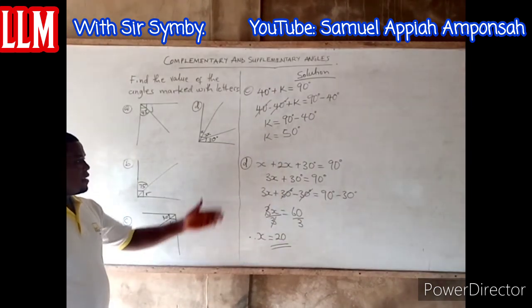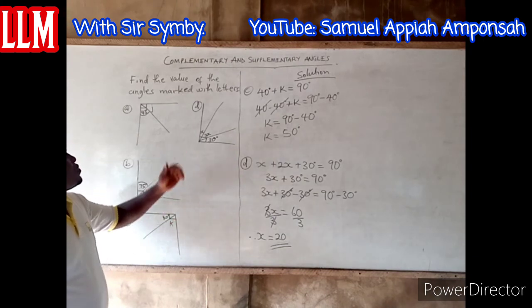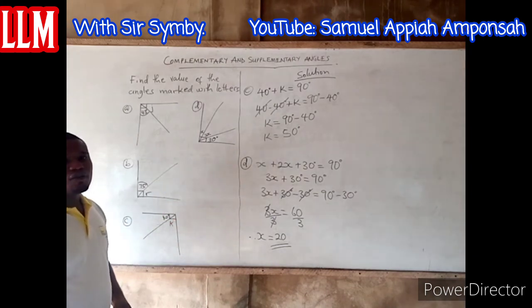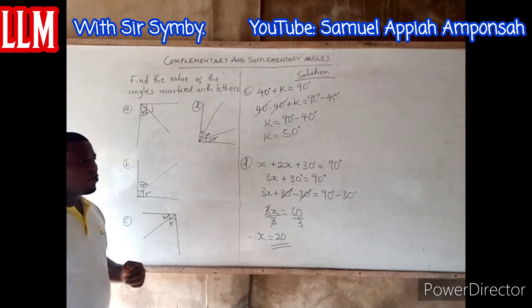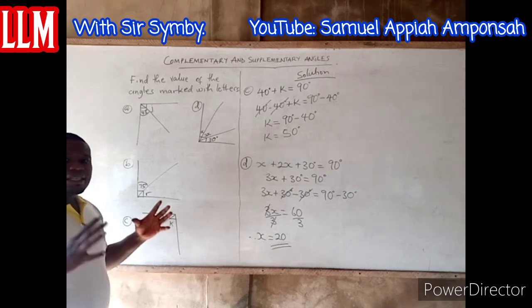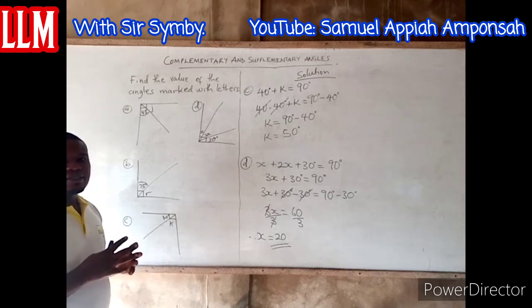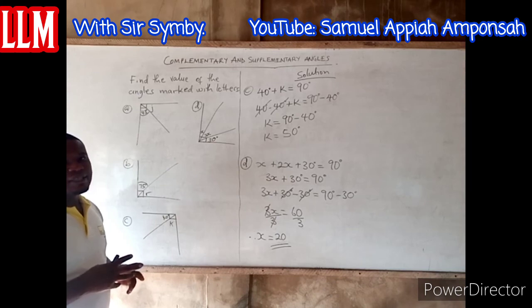This is how complementary angles are solved. Any equation given under complementary angles, you just add all the angles and equate it to 90 degrees. Then you operate on the equation to get your answer.